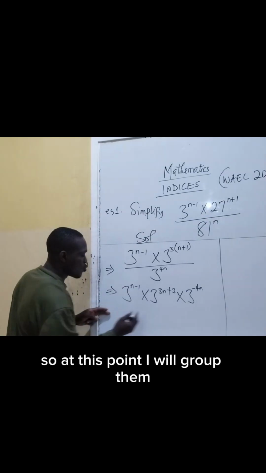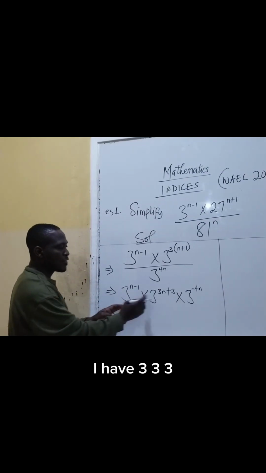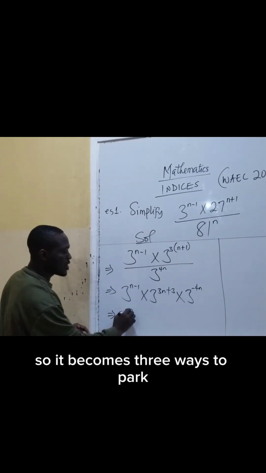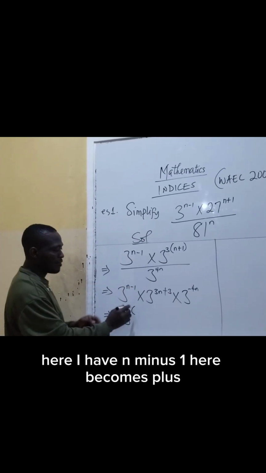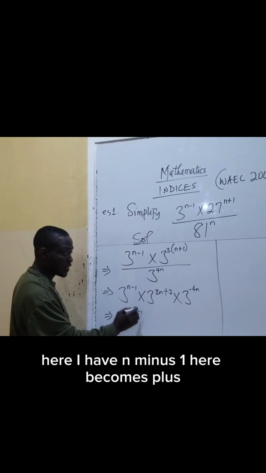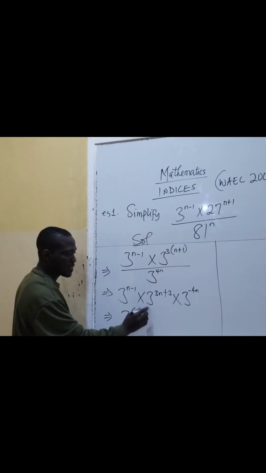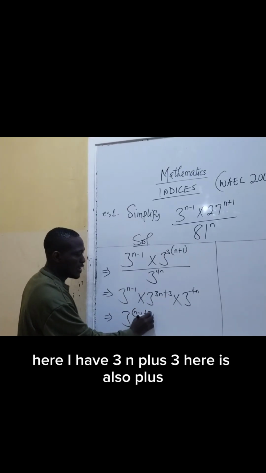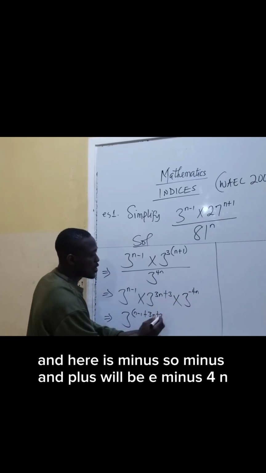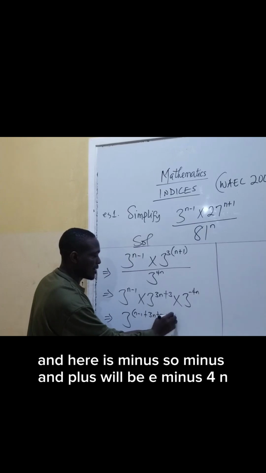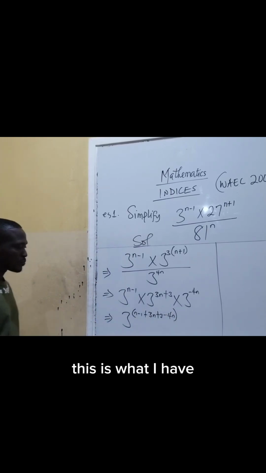So at this point, I will group them. I have 3, 3, 3, so it becomes 3 raised to power, I'll open a bracket for all of them. Here I have n minus 1. Here becomes plus, here I have 3n plus 3. Here is also plus and here is minus. So minus and plus will be minus 4n. This is what I have.